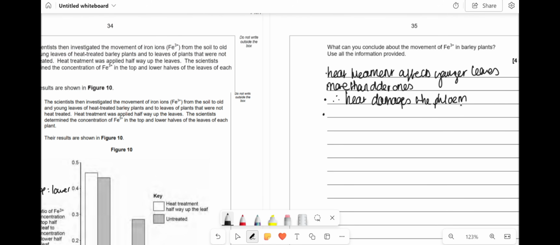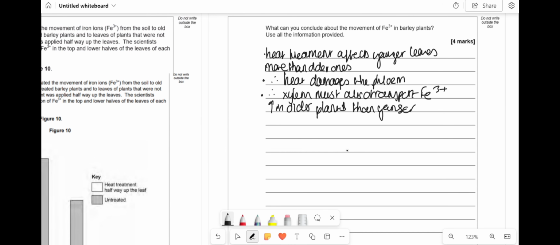So there definitely must be still some movement of the Fe3+, but we've damaged the phloem. So therefore, we can also say that the xylem, that's the only other way of moving things up a plant, also transports Fe3+, and it must be more in older plants than younger, because you can see that despite heat treatment, there's still a decent amount of it going on. And for there to be such a significant difference, even though there's heat treatment, it must be that the other thing that's used for transport is also not working.